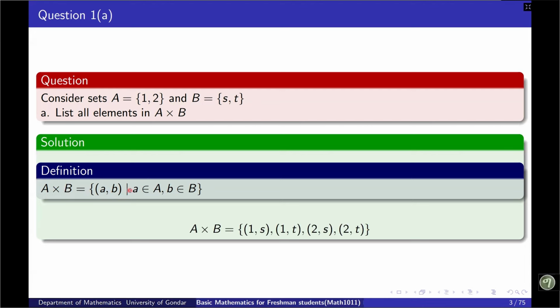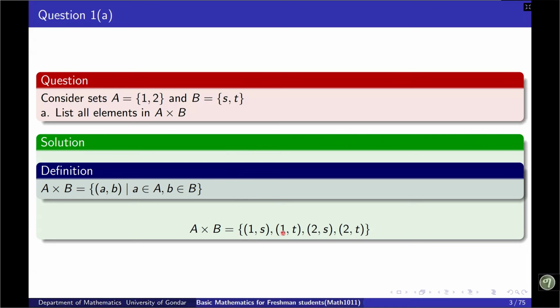And therefore, due to this definition, the cross product of these two could be each and every element of the first set, that is set A, must be paired with every element of second set. Similarly, the second element of the first set must also be paired with each and every element of second set. So in this case, the first element of A, 1, must be paired with S, so that we have (1, S) which is an element of A cross B.